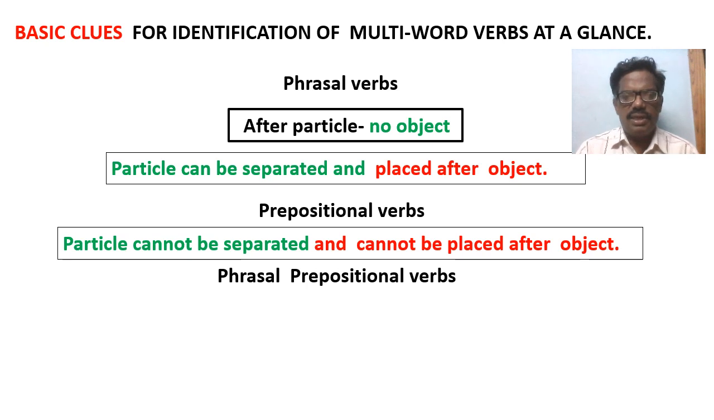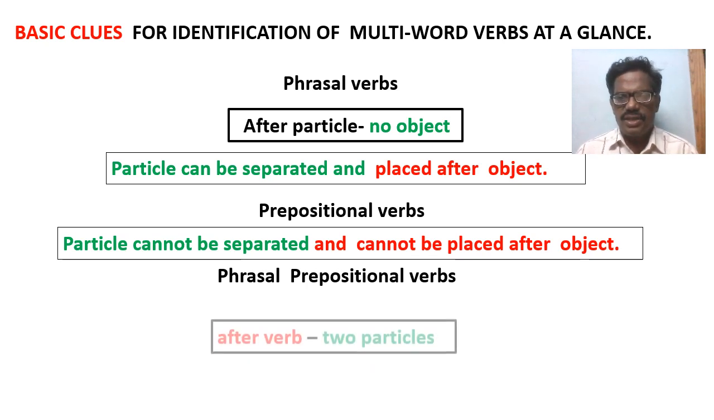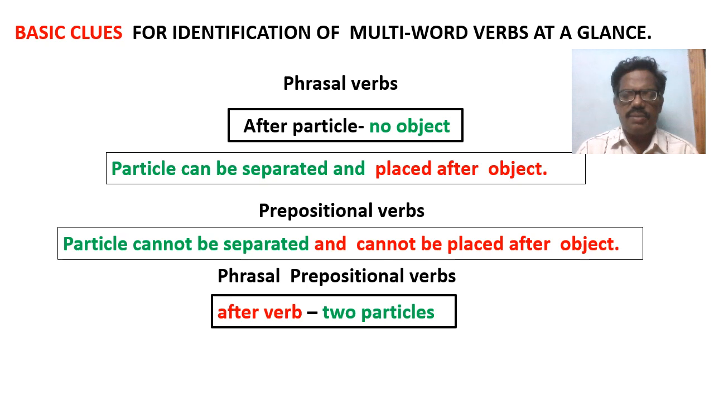And the third multi-word verb is phrasal prepositional verb. Whenever the multi-word verb has two particles, then the multi-word verb concerned is called phrasal prepositional verb. Here, one important thing is that these basic clues are not ultimate. There are some other clues also for identification of multi-word verbs. But here, we only focused on one basic clue.